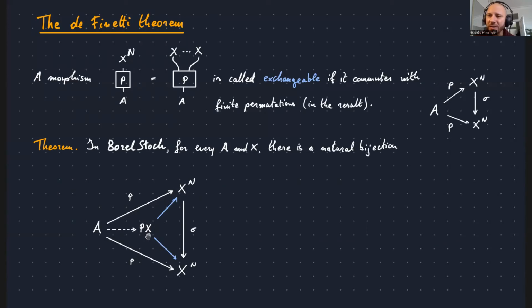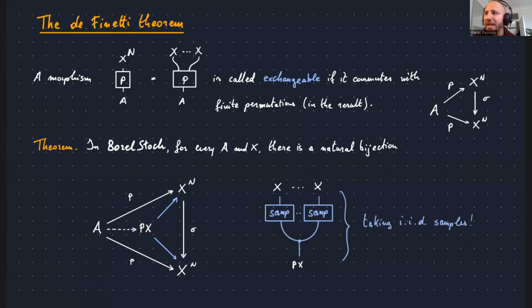So what is the limiting cone? What's this universal triangle? What are these blue maps from PX to X^n? Well, the de Finetti theorem tells you that too. Those are exactly these maps obtained by copying PX infinitely many times and sampling. So that's exactly taking IID samples. That's drawing a sequence of samples from the same distribution.